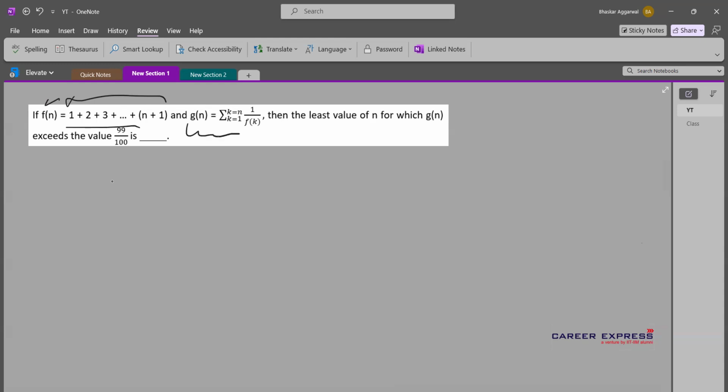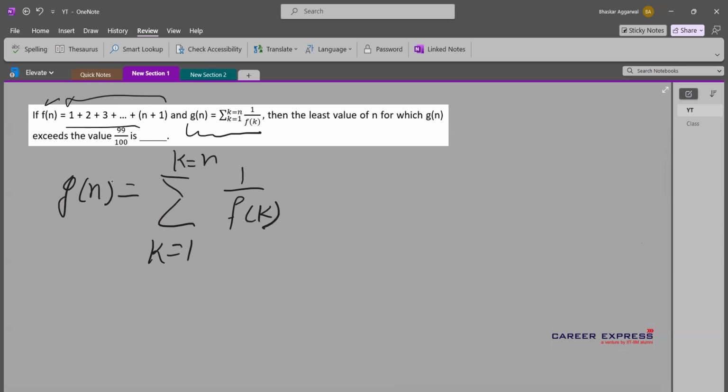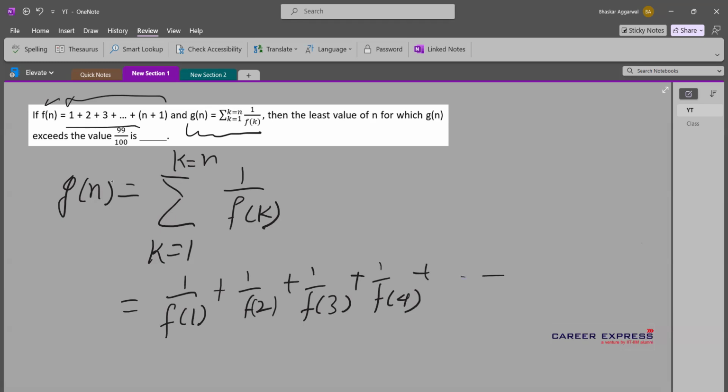So I will first explain this part. Gn is sigma k equal to 1 to k equal to n, 1 upon fk. So what this means essentially is you will write 1 upon f1 plus 1 upon f2 plus 1 upon f3 plus 1 upon f4, and so on till we reach n, which is 1 upon fn. So that is the value of gn.